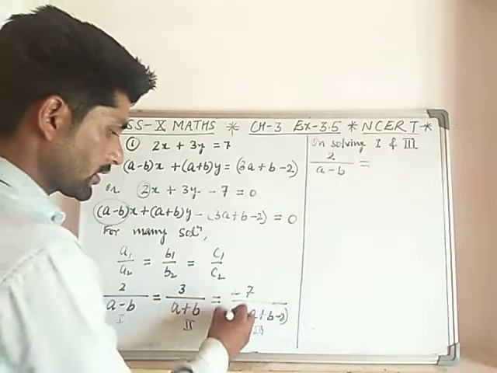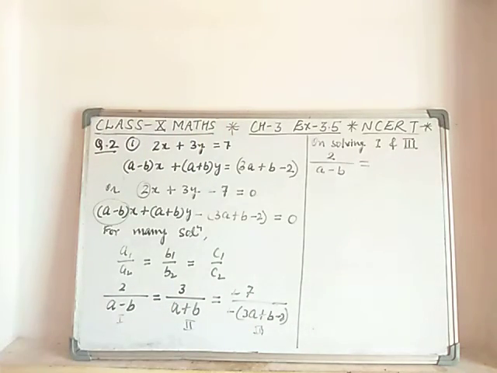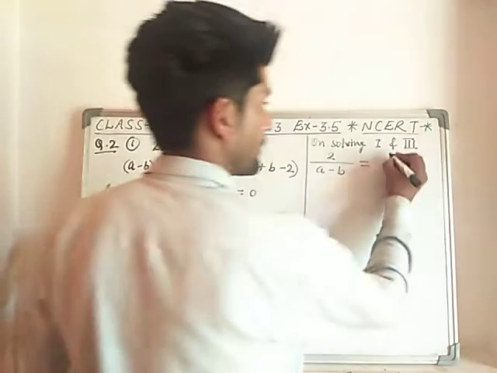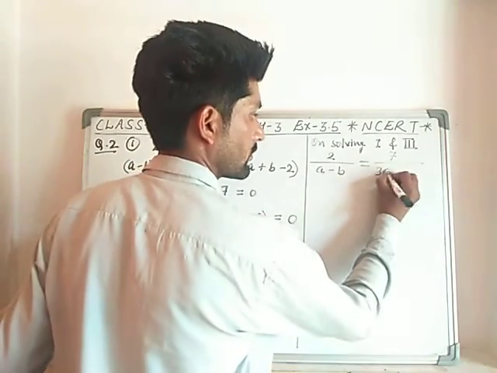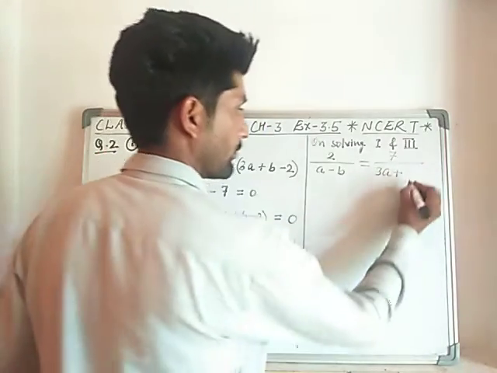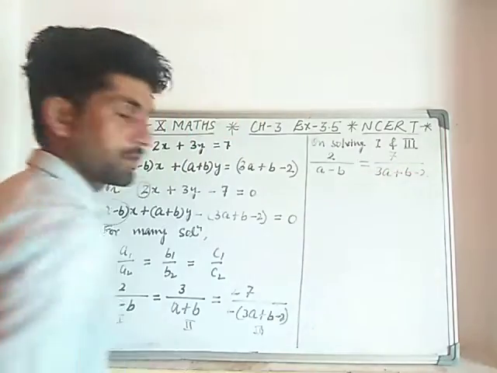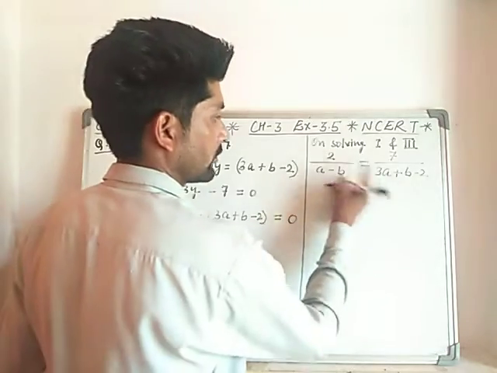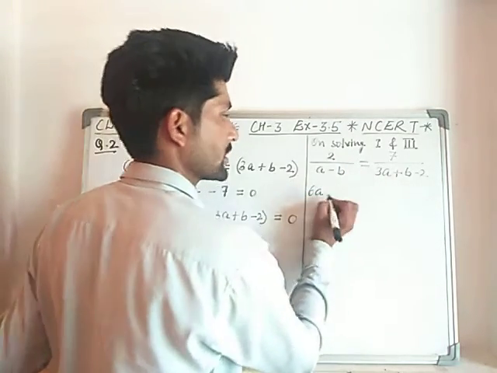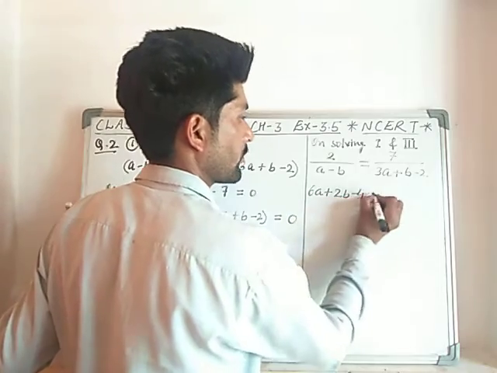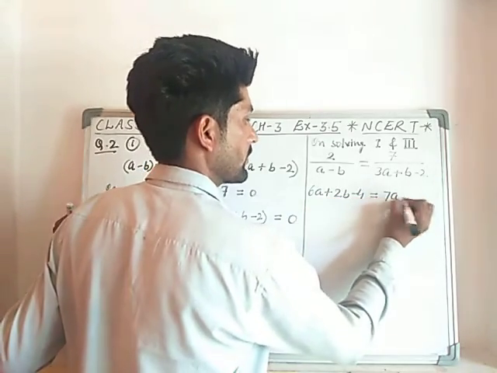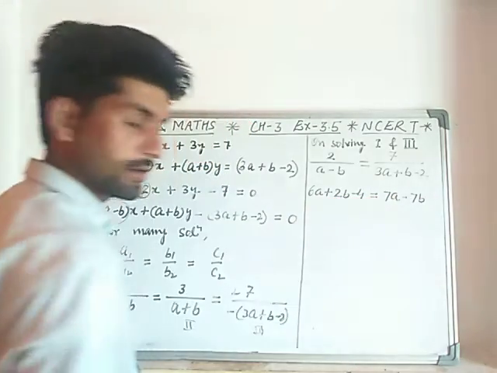minus and minus will cancel, and we will get 7 upon 3A plus B minus 2. Okay, multiply here, so 3 times 2 is 6A plus 2B minus 4 is equal to 7A minus 7B.